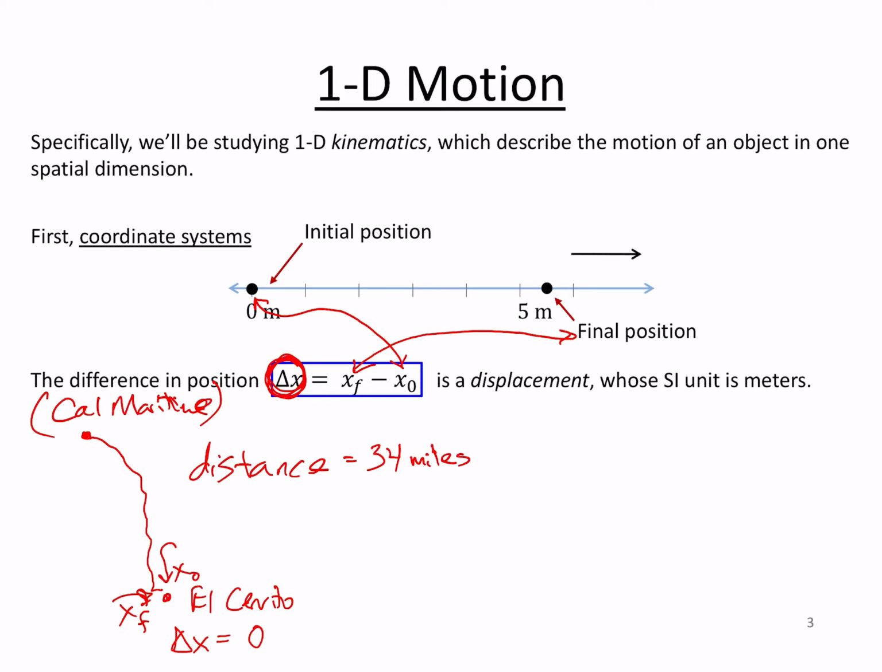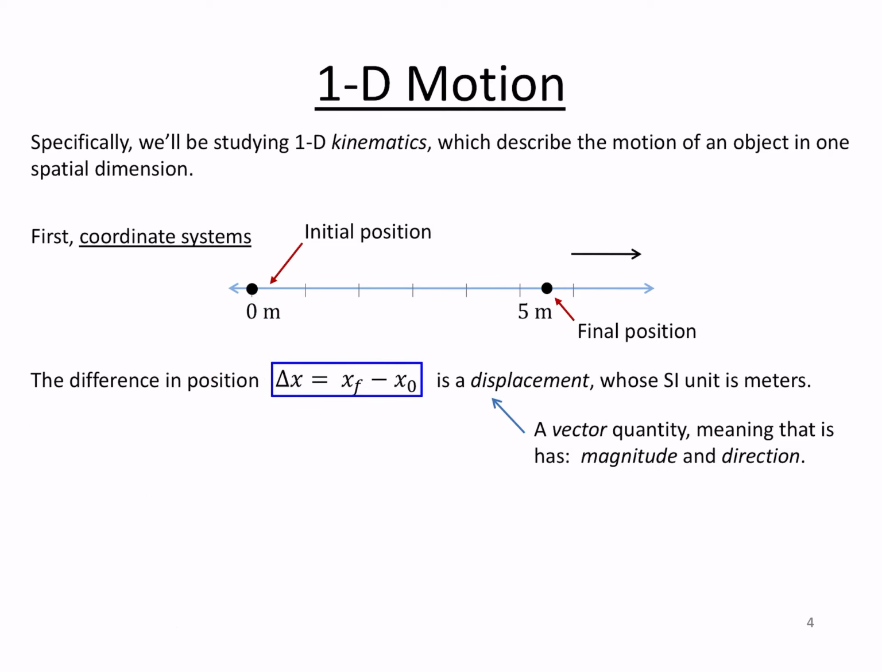So that's the difference between displacement and distance. If you're all moving in the same direction, well, then distance and displacement are very similar things. There is one difference, though. Displacement is defined as a vector quantity, meaning that it has both magnitude, sort of its size, and direction.